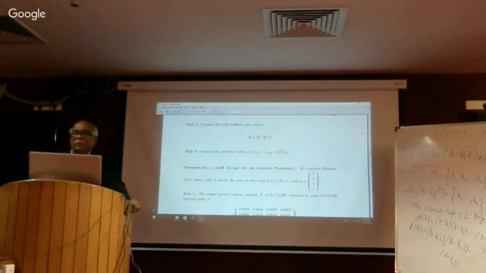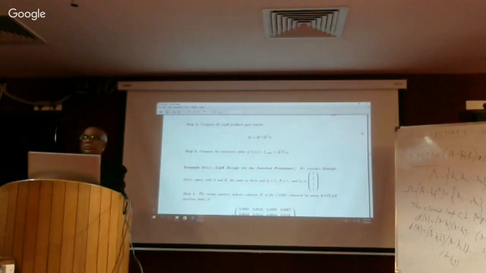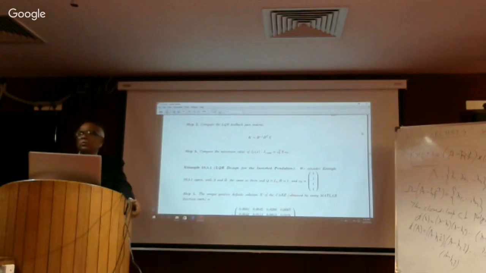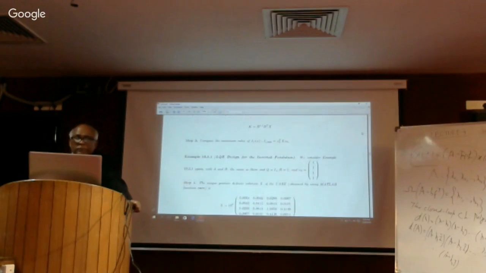Here we have to make some choice for Q and R. Since this is a single input problem, we are taking R equal to just the number 1, a symmetric positive definite matrix. And Q0 is positive definite, or positive semi-definite. In particular, we are taking a 4 by 4 identity matrix.